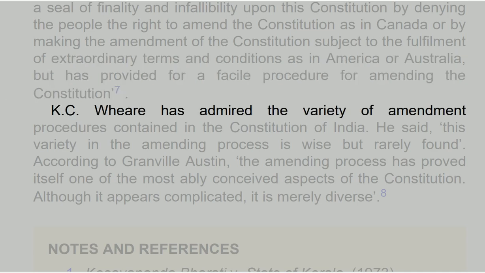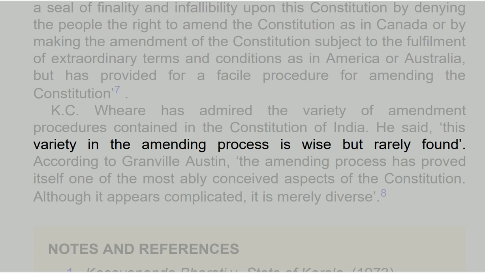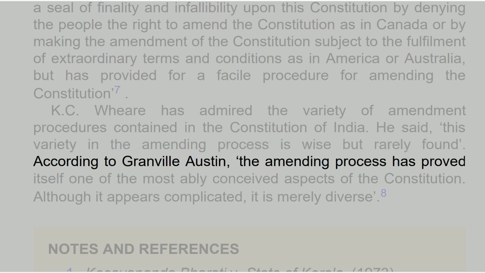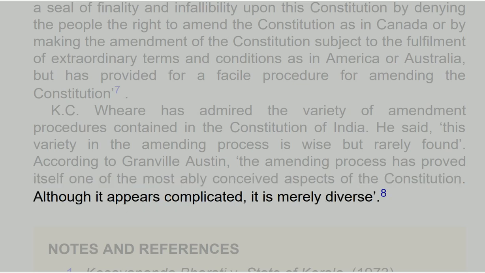7. K.C. Wheare has admired the variety of amendment procedures contained in the Constitution of India. He said, this variety in the amending process is wise but rarely found. According to Granville Austin, the amending process has proved itself one of the most ably conceived aspects of the Constitution. Although it appears complicated, it is merely diverse.